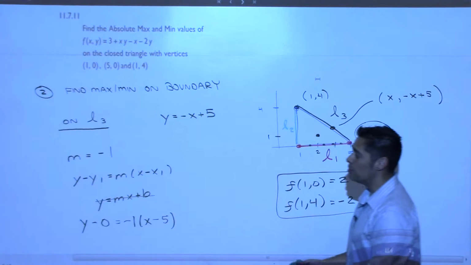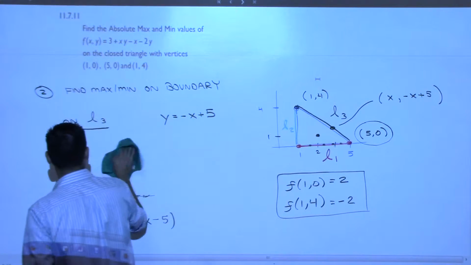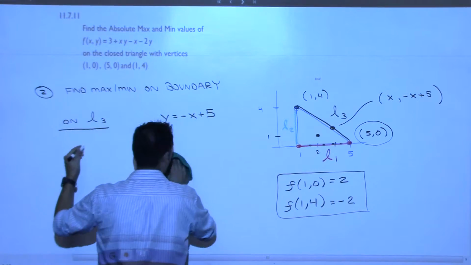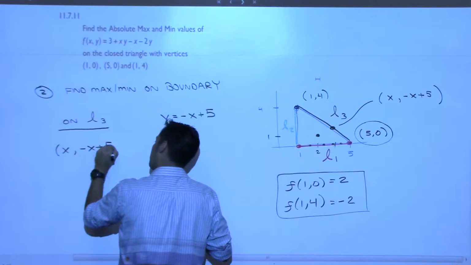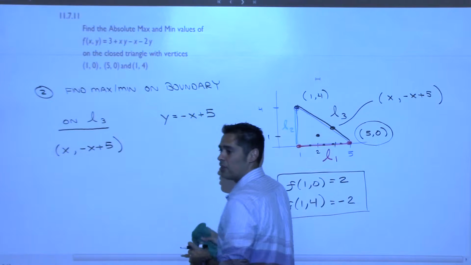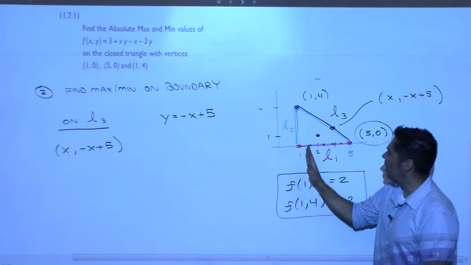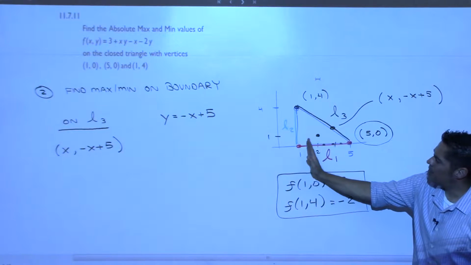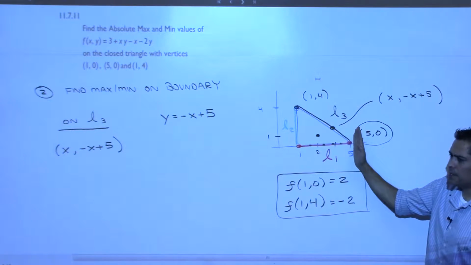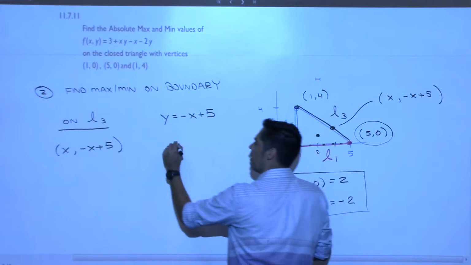Okay, so now what we'll do is, just like we did before, all the points on this line L3 look like this, x, -x plus 5. And we do have a restriction on x, right? What's the restriction on the x that I plug in to be on this line? Smallest x I can be is 1, the biggest I can be is 5. So I still have this restriction.